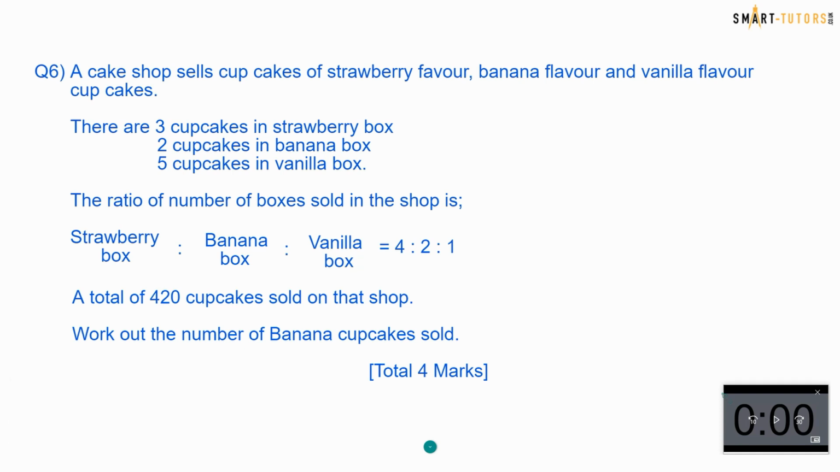A cake shop sells cupcakes of strawberry flavor, banana flavor, and vanilla flavor. There are 3 cupcakes in a strawberry box, 2 cupcakes in a banana box, and 5 cupcakes in a vanilla box. The ratio of the number of boxes sold in the shop, strawberry box to banana box to vanilla box, is 4 to 2 to 1. A total of 420 cupcakes were sold in the shop. Work out the number of banana cupcakes sold.